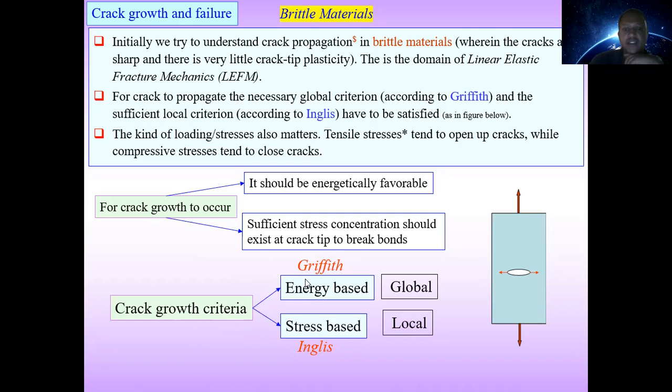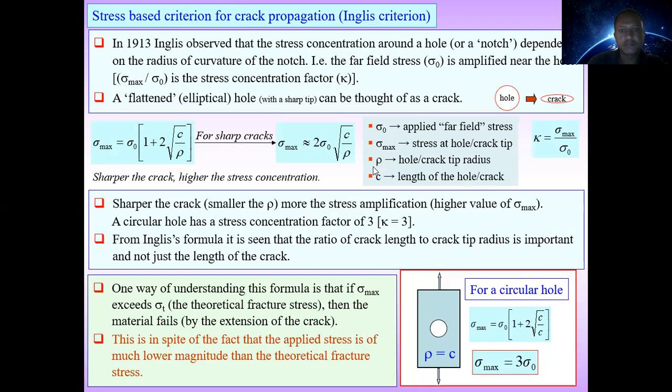Crack growth criteria according to Griffith, which is energy-based, or global criteria, must be fulfilled, or according to Inglis, the stress-based criteria or local criteria should be fulfilled. The stress-based criteria for crack propagation, that is the Inglis criteria.